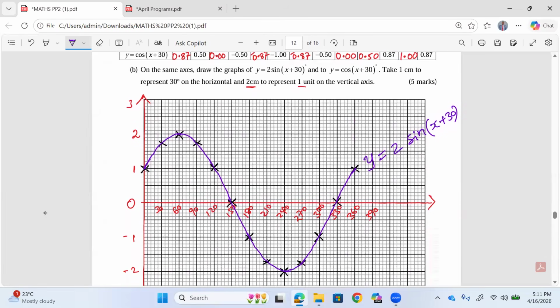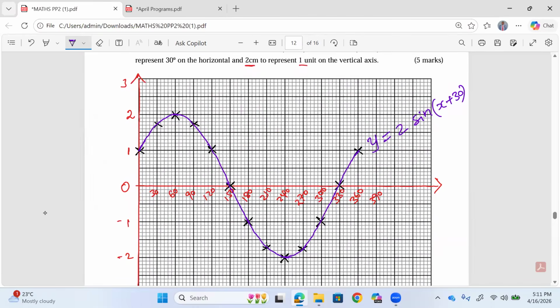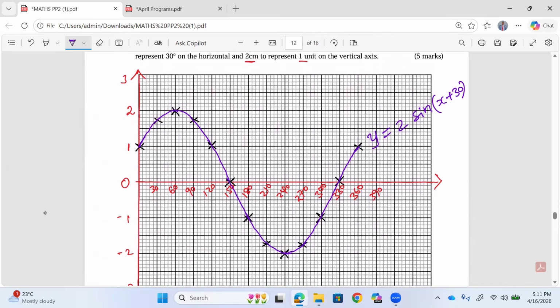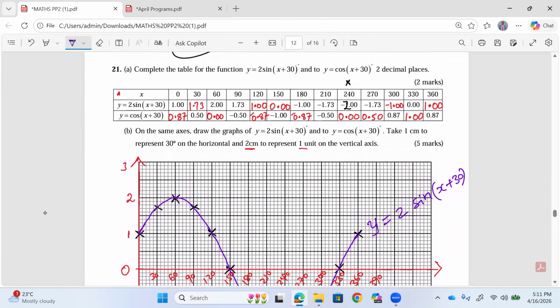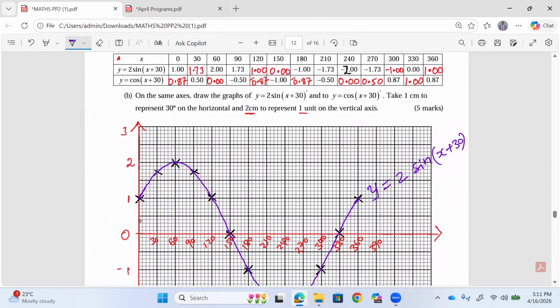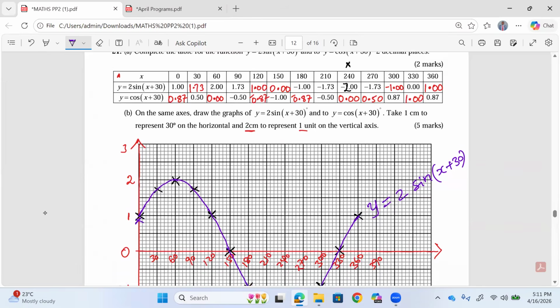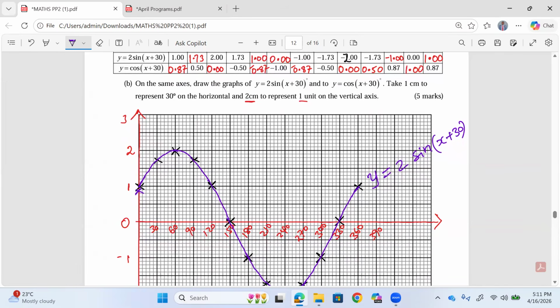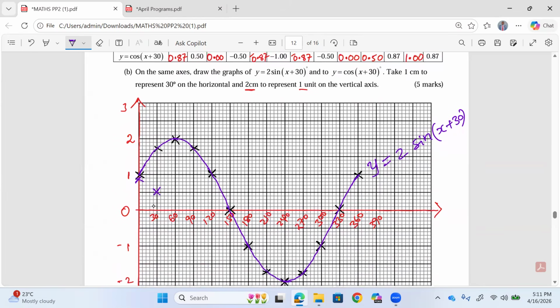Then now we plot the other curve. Let us plot the second curve. At 0, we have 0.87. At 30, 0.5. The point is somewhere there. Then at 60, 0.